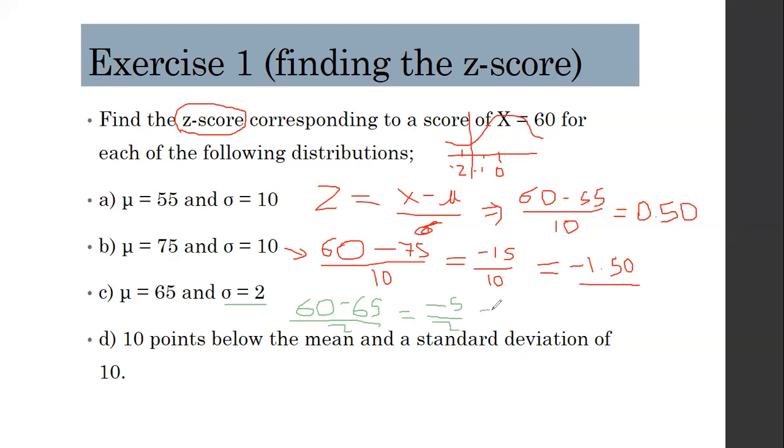Yes, Tabitha. Yes, I'm struggling here with the calculator. When the answer gives me a fraction, for it to go to a decimal answer, where do I press? For instance, when I do 60 minus 65 divided by 2, it gives me a fraction, like minus 5 over 2.